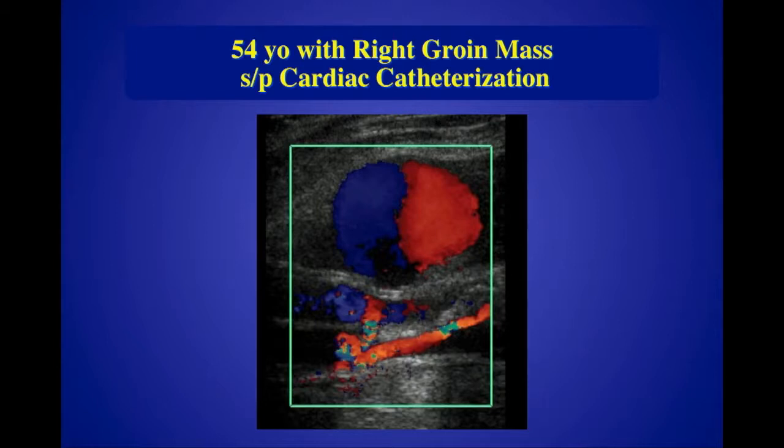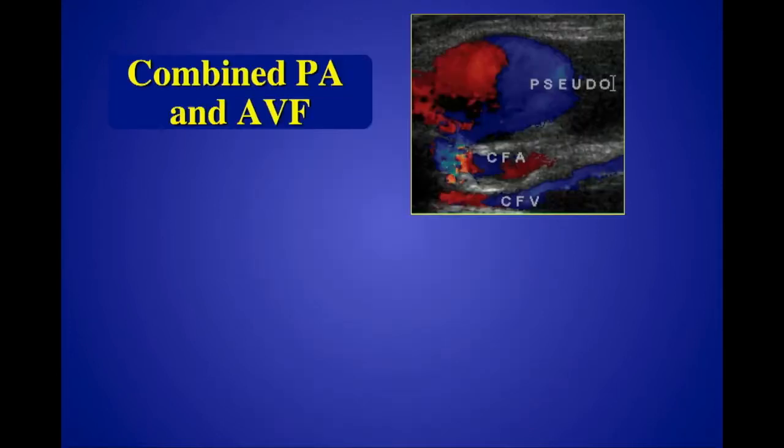On this particular image, it's also very easy to see that there's also a communication between the artery and the vein. And what makes this more complicated in real time is the tremendous bruit artifact that's occurring at that location.